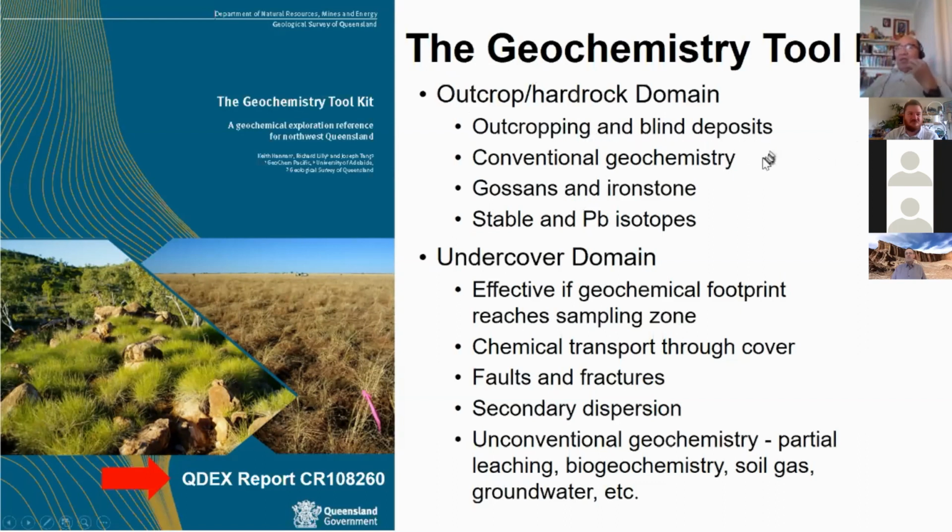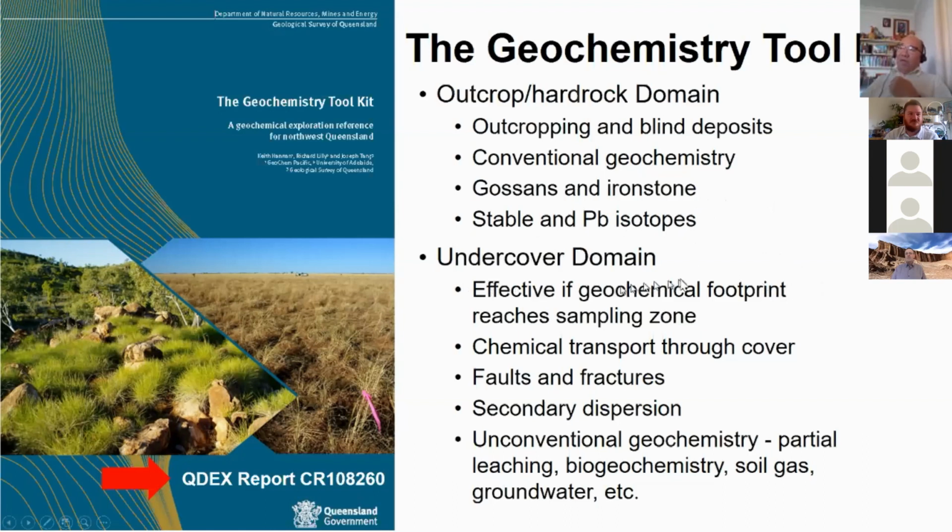And it discusses conventional geochemistry. That's what I talked about earlier in this talk, that you analyze everything to get the best geochemistry to represent the ore. It also talks about gossans and ironstone, how to differentiate them using filters, and it discusses stable and radiogenic isotopes to model the pathways as well as the potential of mineralization in the area.